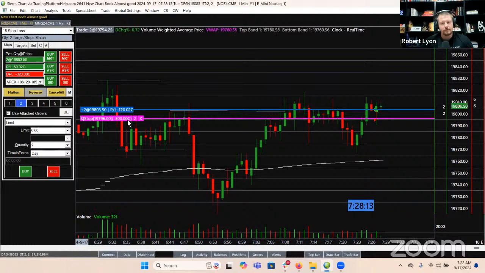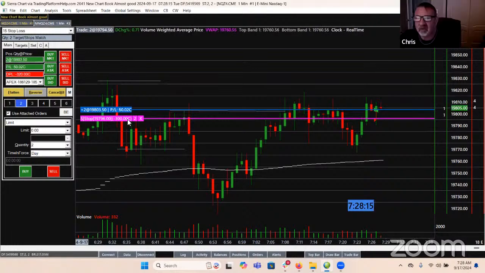Ah, brutal. When it comes up in these areas and it looks like it's going to reject, do you short it?